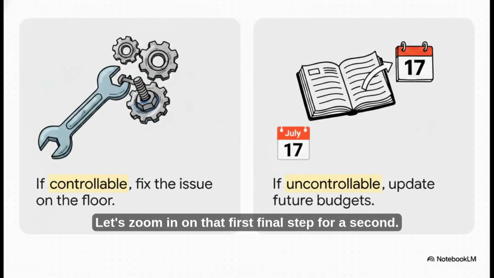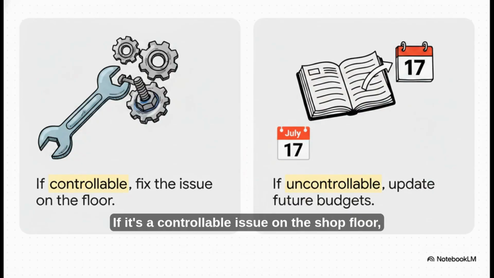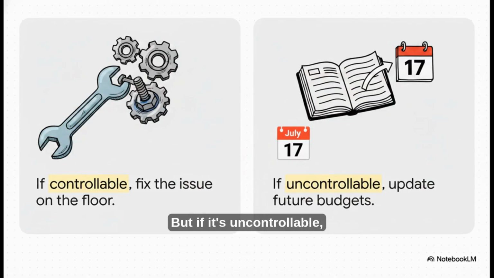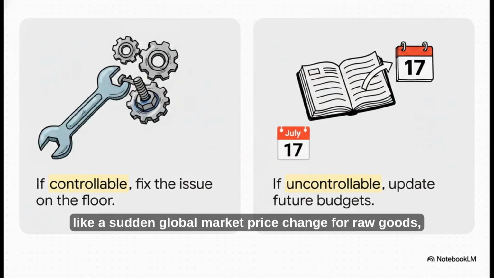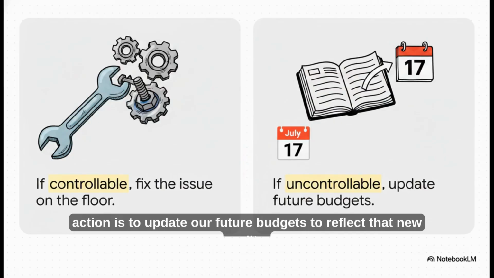Let's zoom in on that final step for a second. What kind of action do we actually take? Well, it entirely depends on if the cause is controllable or uncontrollable. If it's a controllable issue on the shop floor, say an operator wasting materials, we intervene and fix it immediately. But if it's uncontrollable, like a sudden global market price change for raw goods, well, we can't fix the global market. Instead, our corrective action is to update our future budgets to reflect that new reality.